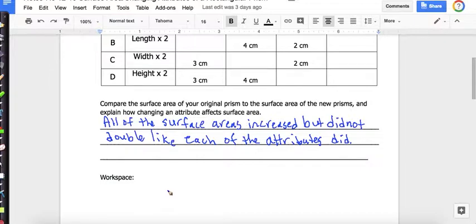Okay, so remember, this is different from what volume did. When I did this during volume, if I changed one attribute by 2, then the volume doubled. But notice, when I multiplied each attribute by 2, for the surface area, none of the surface areas doubled. So that's the difference between changing an attribute of volume and changing an attribute of surface area.